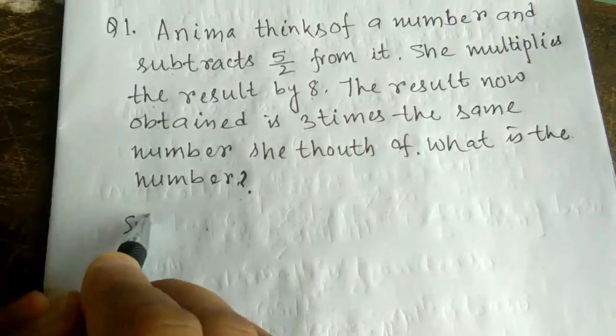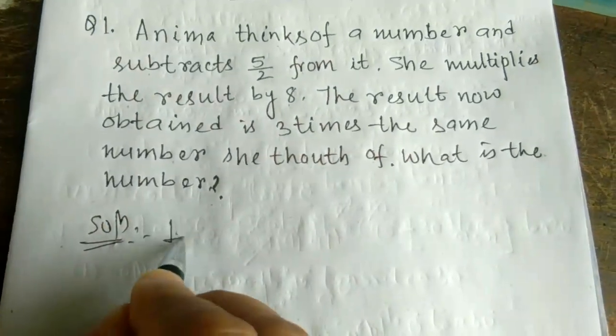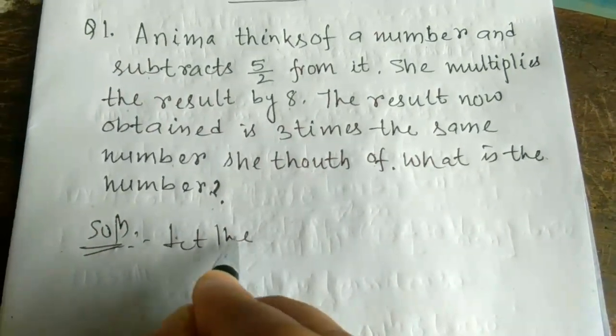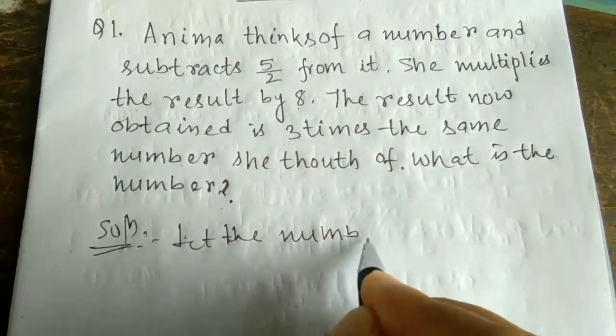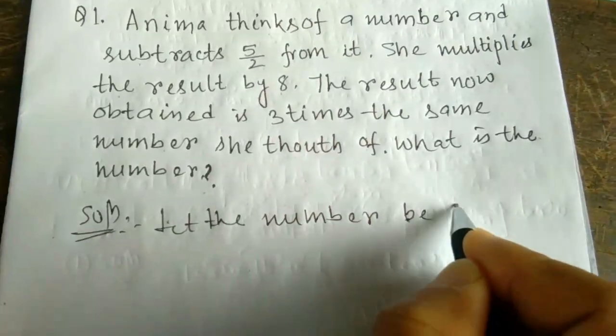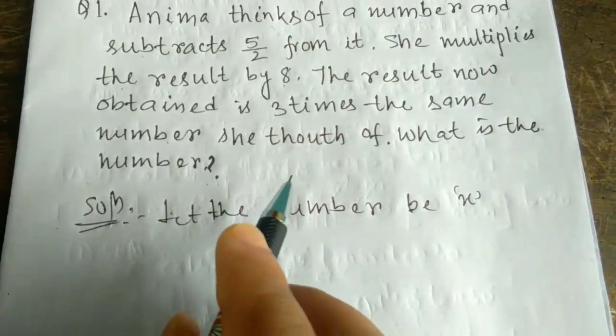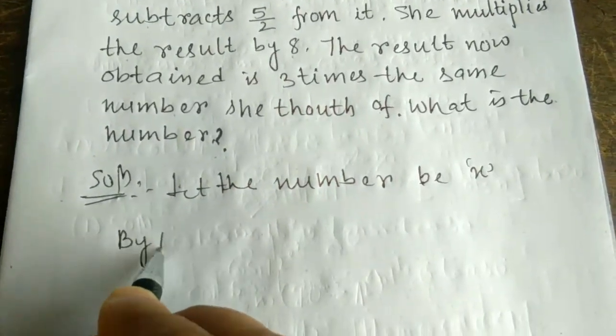Okay, how to find the number? You see, we don't know what is the number she thought, so we'll take, let the number be x. We are taking x. Now by question part, or according to question.